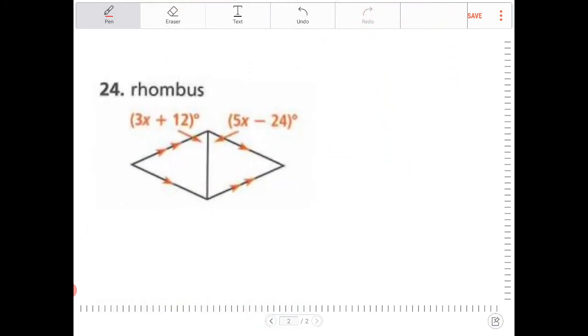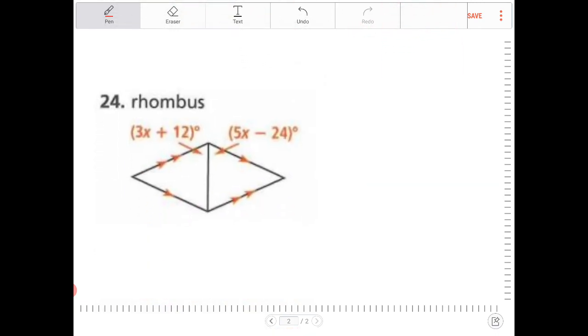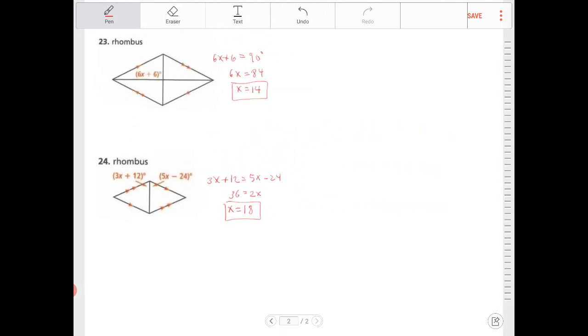And then the last one here, what is the condition for this to be a rhombus? So 3x plus 12 has to equal 5x minus 24 because the diagonals bisect angles. So those two angles must be the same. Subtract 3x, I get 2x. Add 24, I get 36. Divide by 2, I get x is equal to 18. And that's it.